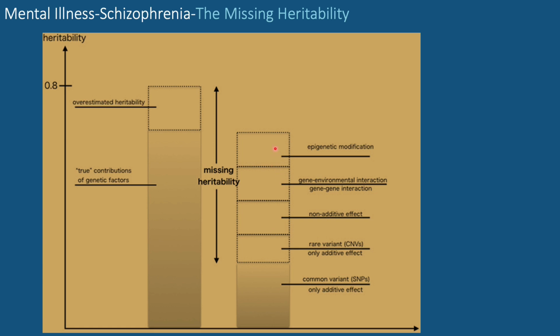This means that most probably the environment, represented by gene-environment interactions and other modifications of the DNA called epigenetics, which find their cause in the environment, plays a very important part in the puzzling missing heritability of schizophrenia and other mental diseases.